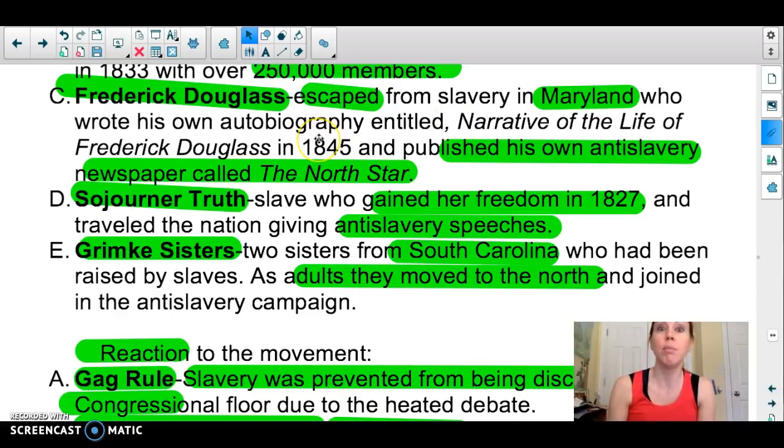So he's a big deal because he goes on a public speaking circuit talking to folks up north about how evil slavery is from his days as a slave. So he is a former slave, teaches himself how to read while enslaved, which is a really cool story, and begins to publish his own newspaper.